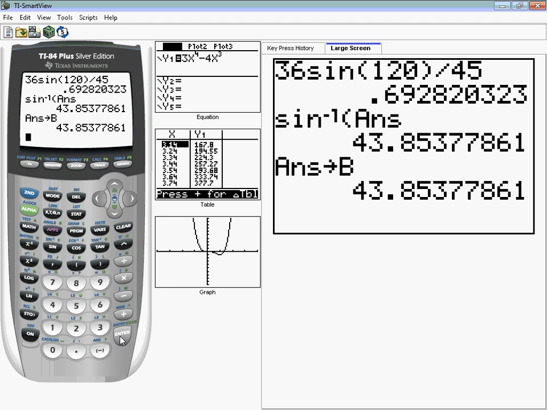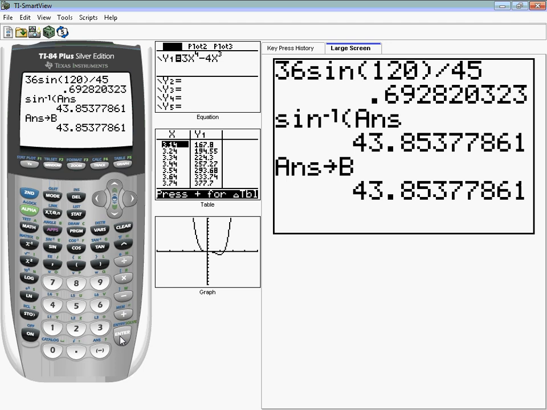Are you okay to that point? No. Store alpha B. Yes? Everyone has this stored as B. Okay. What else are we still looking for in our triangle?